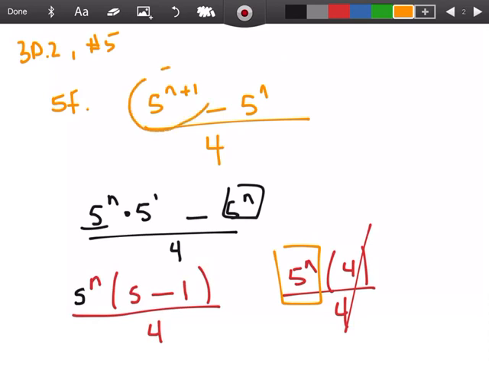To see it goes from 5^(n+1) is the same as 5^n times 5 to the first. Right? Remember your rules. When you're multiplying exponents with a common base, you add the powers. You add the exponents. Let's try the next one.